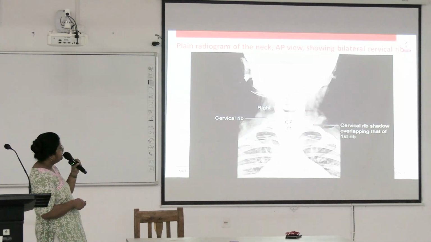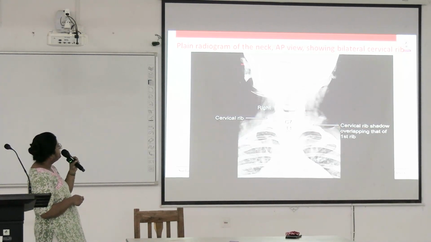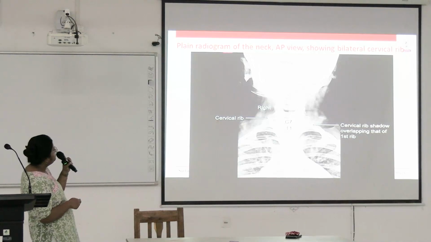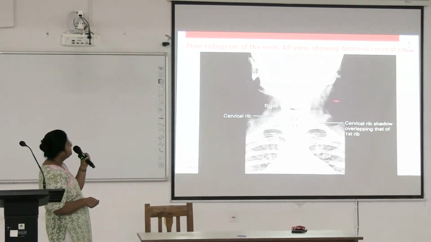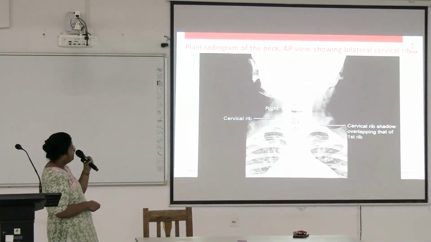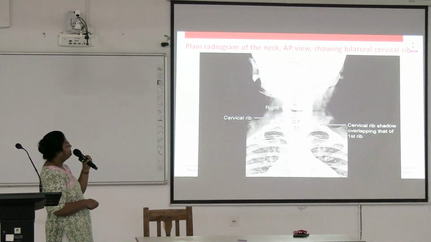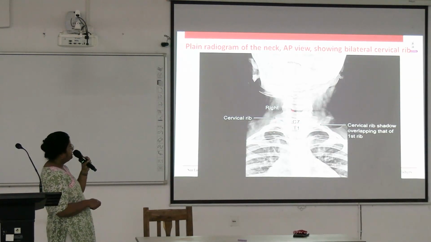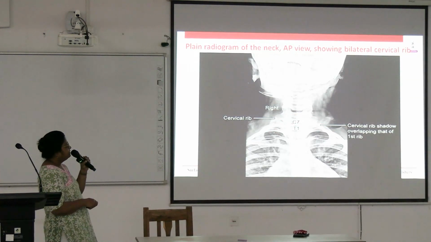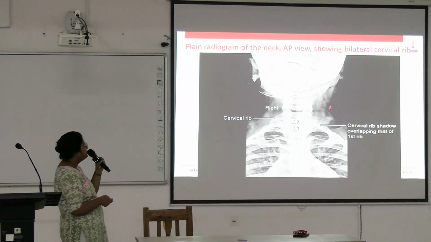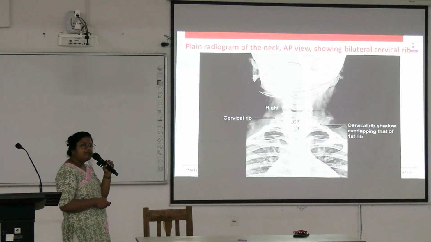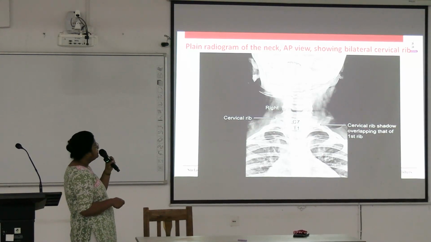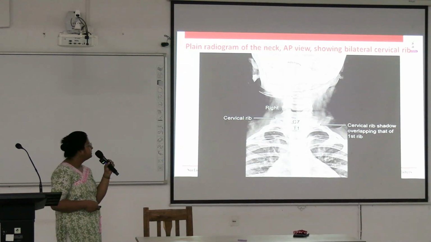Next, another thing. Here you are getting a cervical rib. This is an AP view radiogram of the neck showing bilateral cervical rib. Here, from T1, the first thoracic vertebra, ribs are starting, but here you can see from C7, the seventh cervical vertebra, another rib is attached here. So this is a cervical rib. It is visible like this in a plain radiogram of the neck.